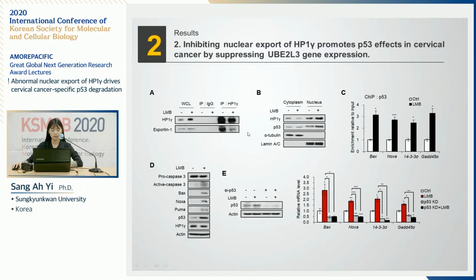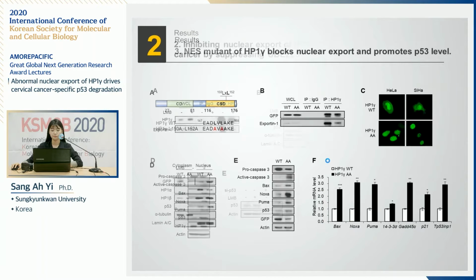So next, we tested the effect of the exportin-1 inhibitor, leptomycin B. Upon the treatment with leptomycin B, the interaction between HP1 gamma and exportin-1 was decreased, inducing the nuclear accumulation of HP1 gamma. And leptomycin B treatment increased the p53-dependent apoptotic gene expression, which can induce the apoptosis of cervical cancer cells.